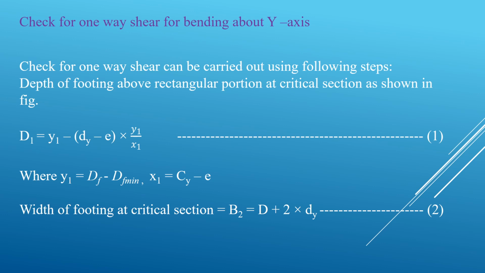First, you calculate d1. d1 is expressed as y1 minus (dy minus e) into y1 divided by x1, where y1 is expressed as Df minus Df minimum, and x1 is equal to Cy minus e, where Cy is the cantilever projection along the y direction and e is the offset provided for the footing. Width of the footing at the critical section is expressed as b2 is equal to d plus 2 times dy.